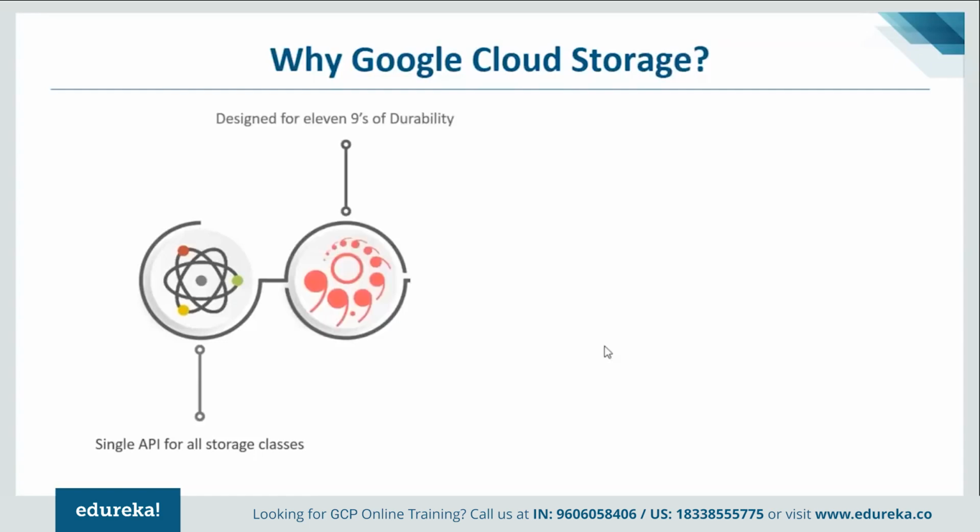It is designed for 11 nines of durability. Google Cloud Storage is designed for 99.999999999%, that is 11 nines, annual durability. It stores the data redundantly with automatic checksums to ensure data integrity. With multi-regional storage, your data is maintained in geographically distinct locations.